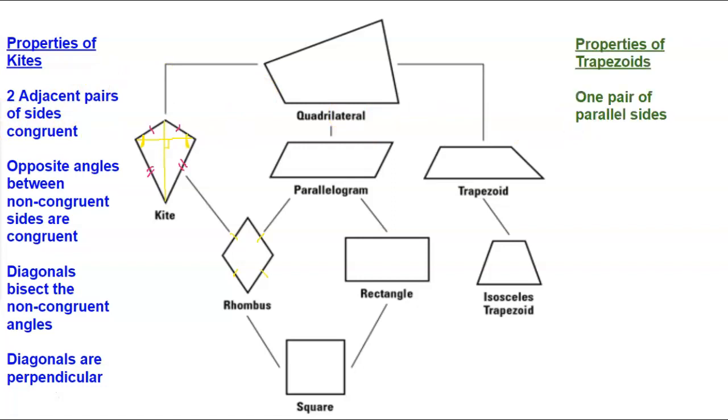We also have properties of trapezoids. Again, what sets a trapezoid apart from a parallelogram is that only one pair of sides is parallel. So you don't get the 2 parallel sides. So we don't really end up with nearly as many things being congruent, if any.